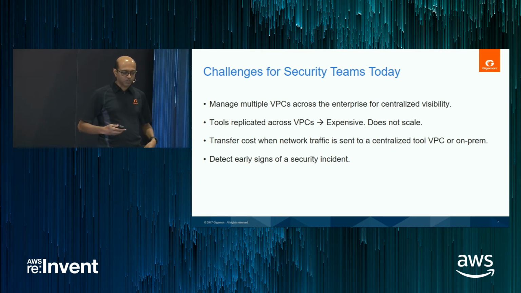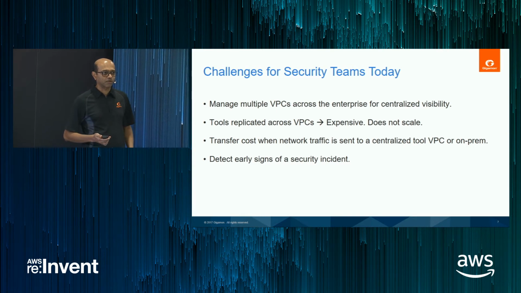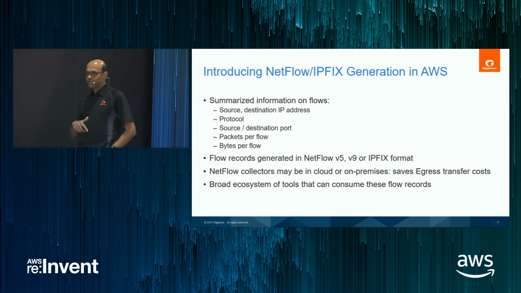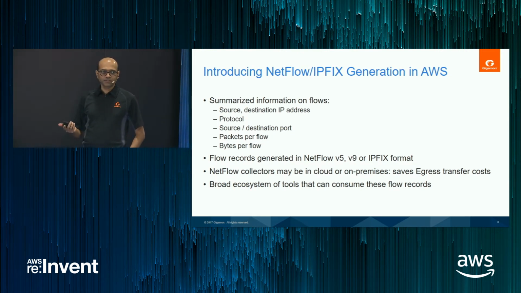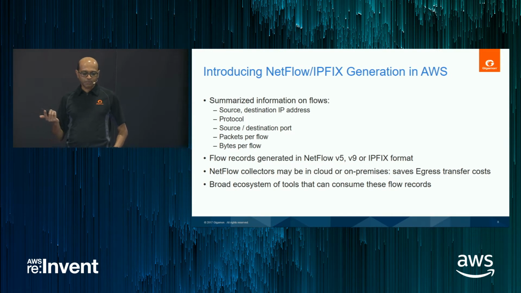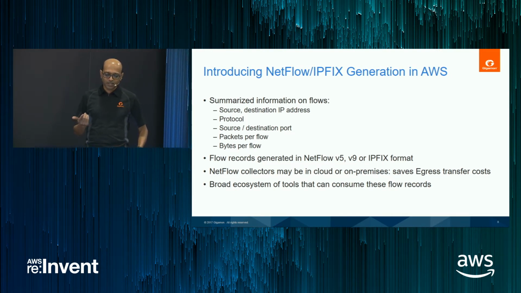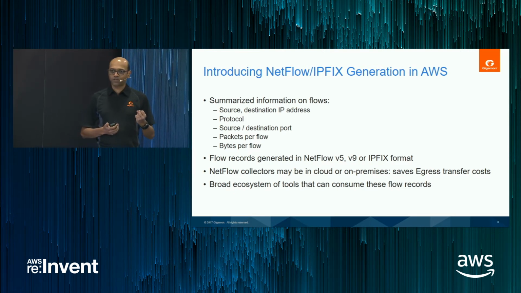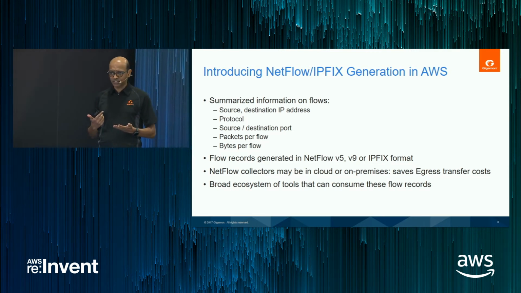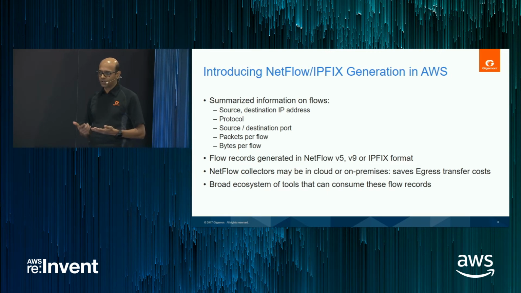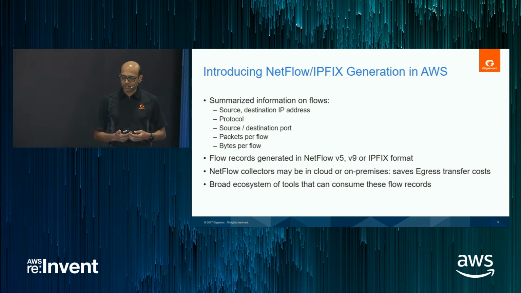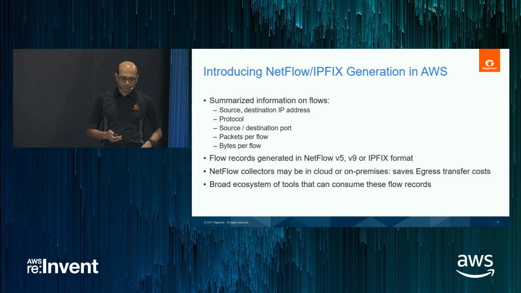And last but not least, they also want to detect early signs of a security incident if and when that happens. So along with the capabilities that we introduced last year, today we're also pleased to announce the capability to generate NetFlow records in AWS natively. And this provides an excellent way to summarize the information of all the flows that are actually happening in AWS. This includes understanding the source and destination of the traffic flows, the protocol, the specific port that was being used, the class of service, and other such details, including instrumentation in terms of packets and bytes per flow.